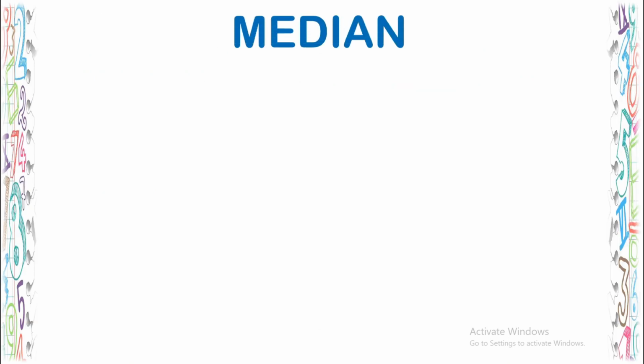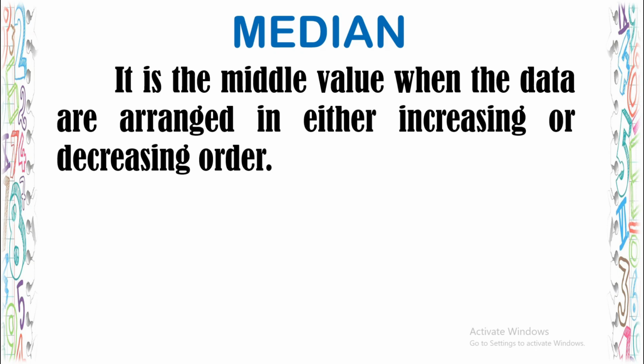Next, we have the second measure of central tendency, which is the median. It is the middle value when the data are arranged in either increasing or decreasing order. So to find the median, you must arrange the given data in increasing or decreasing order to easily find the value which is at the middle. Now, there are two ways on how to find the median.